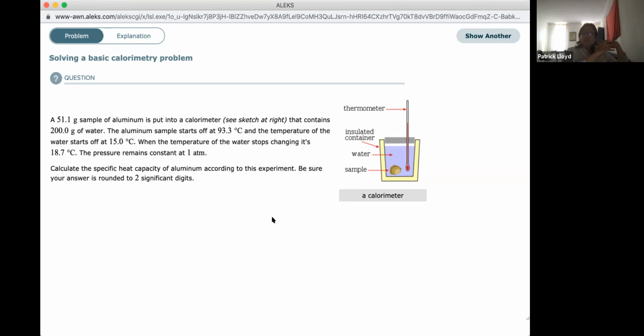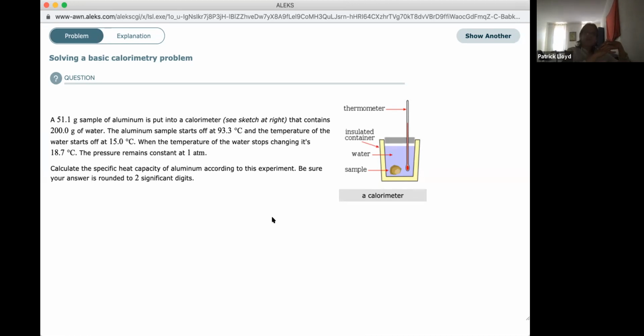That's your basic constant pressure calorimeter. It contains 200 grams of water. The aluminum sample starts off at 93.3 degrees Celsius, and the temperature of water starts off at 15.0. When the temperature of the water stops changing, it is 18.7. Assume that the pressure remains constant. Calculate the specific heat capacity of the aluminum according to this experiment, okay?